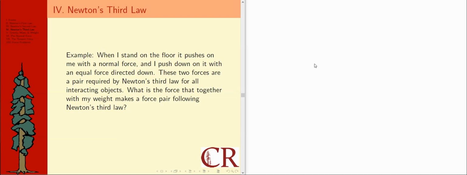When I stand on the floor, it pushes on me with a normal force, and I push down on it with an equal force directed down. These two forces are a pair required by Newton's third law for all interacting objects. In other words, I'm interacting with the floor. What is the force that, together with my weight, makes a force pair following Newton's third law?